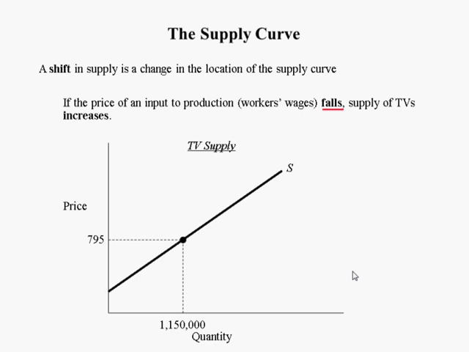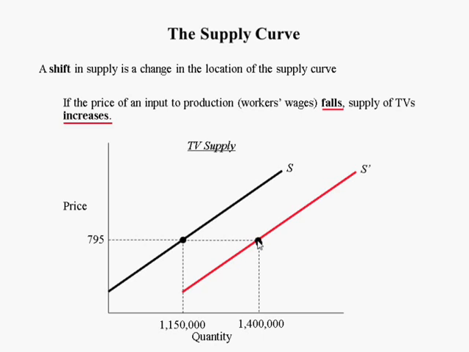Well, remember that the supply curve is a firm's marginal cost curve. So if wages are falling and we hold quantity constant, that means marginal costs go from here down to here. Okay? Now with price held constant, that means quantity supplied goes from 1.15 million to 1.4 million. So supply increases.